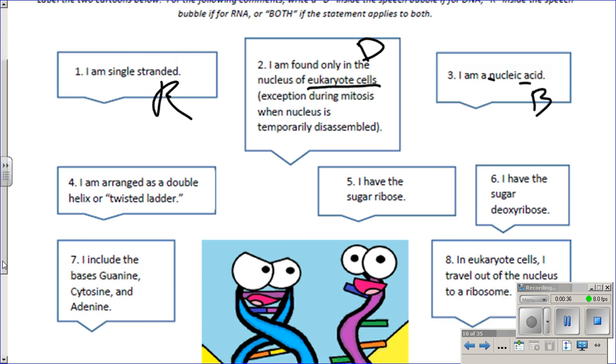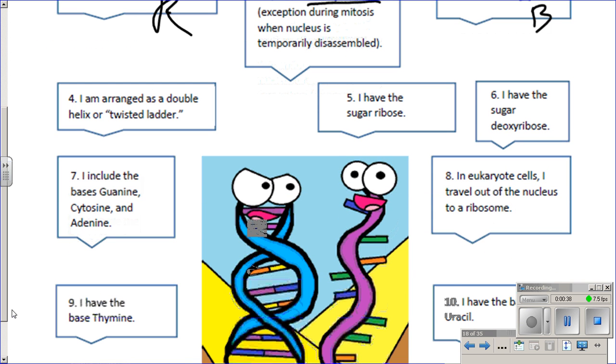Number four, what'd you guys say? DNA double helix, good. Have sugar ribose, RNA. Ribose is what the R stands for in RNA. What does the D stand for in DNA? Deoxyribose, right. All right, six, deoxyribose, DNA, good. Seven includes guanine, cytosine, and adenine. Both, right. Those are the three that are similar between both DNA and RNA.